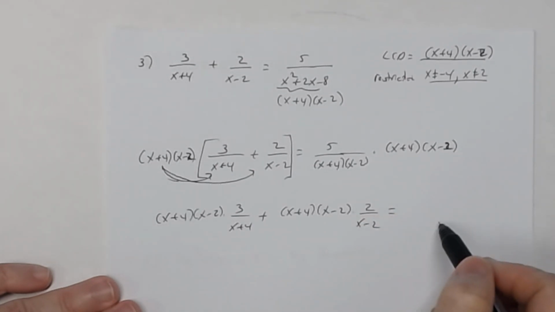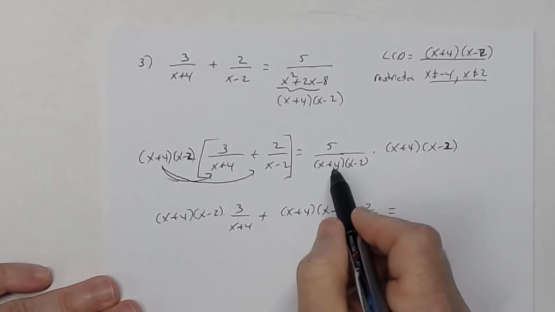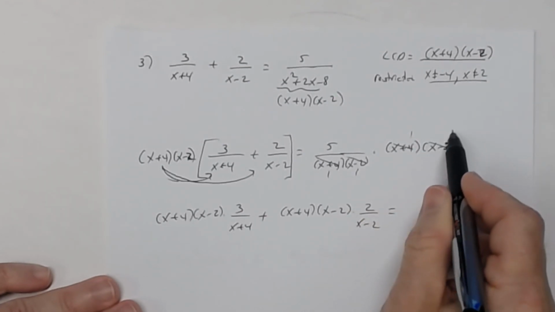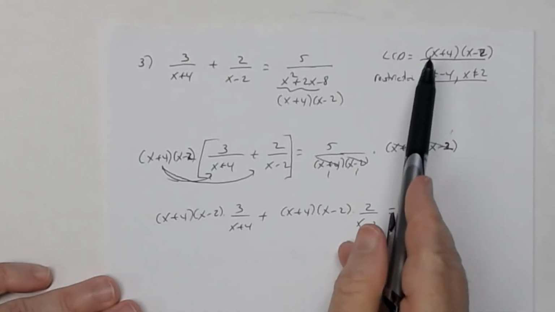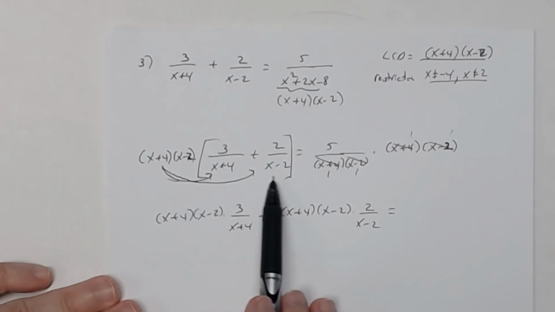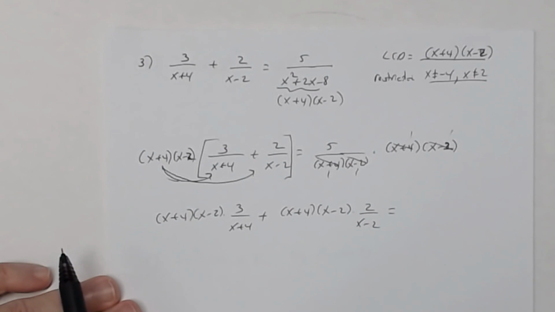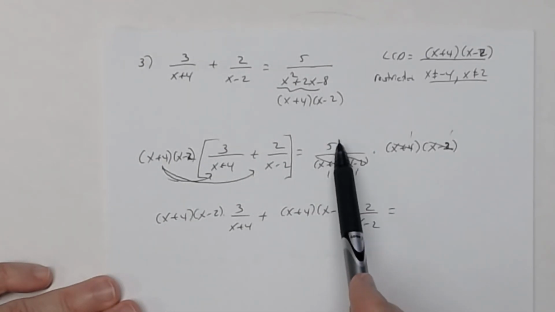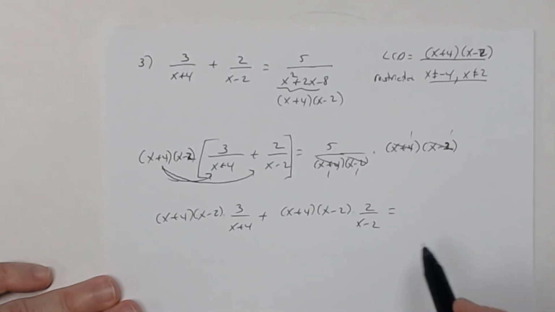And then I'm running out of room here, so I'm going to go ahead and just reduce this. So these x plus 4s divide out, and these x minus 2s divide out. So remember, that was the whole point. The whole purpose of multiplying both sides by the LCD is to get all these fractions down here to be factors of 1. And so notice that 1 times 1 is 1. So I'm done here. So that's 5 times 1, which is 5.